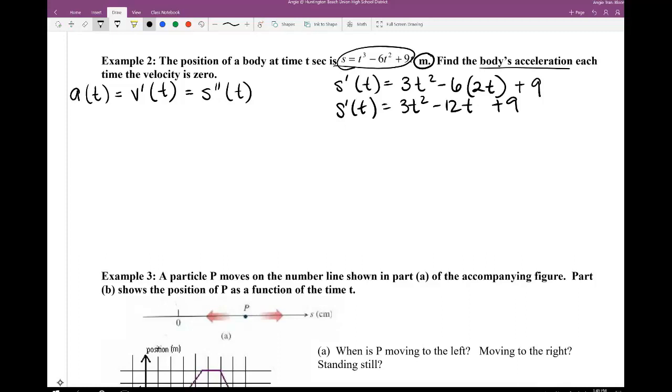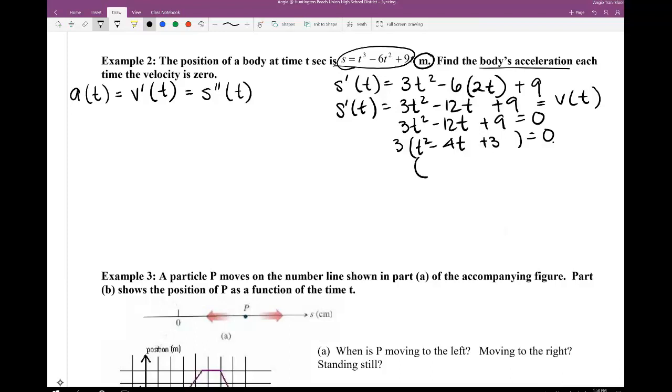Well, this is already the velocity, right? Because it's the first derivative of the position. So I have to take that and set it equal to 0. So 3t squared minus 12t plus 9 equals 0. Let's factor out a 3 so we don't have to work with such large numbers. So t squared minus 4t plus 3 equals 0. Divide both sides by 3; 0 divided by 3 is 0. So technically we only have this left to factor.